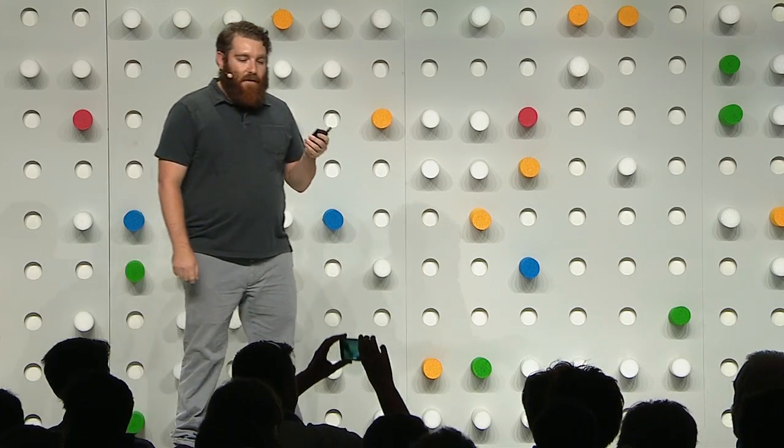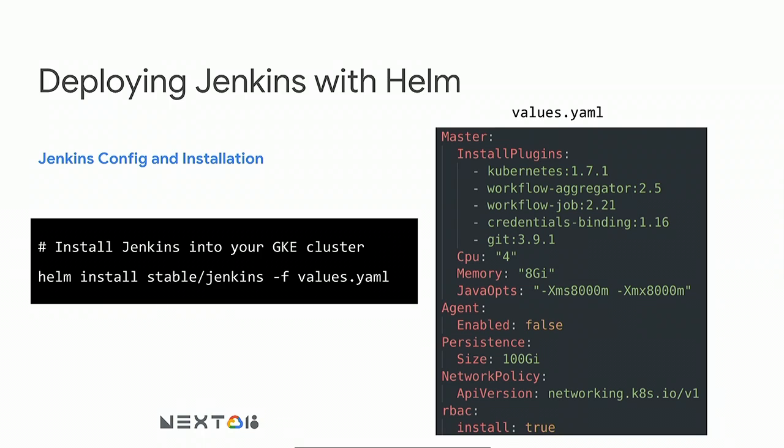So what does this look like? On the left here, we have the installation command for Jenkins. Helm install stable Jenkins, and then a values file. Stable is the name of the chart repository that this chart is coming from. Jenkins is obviously the name of the chart that we're installing. And then I pass it this values file, and this is my configuration. On the right here, you can see the configuration that I'm passing it.